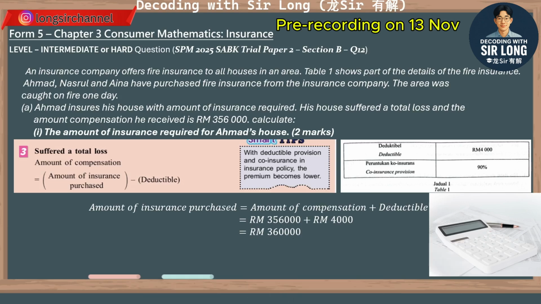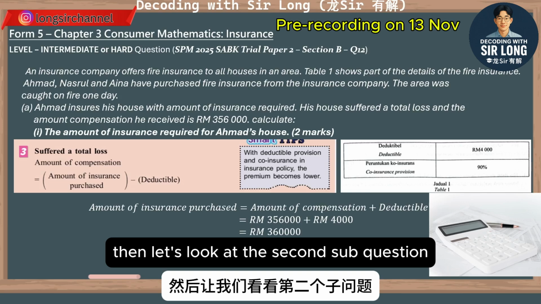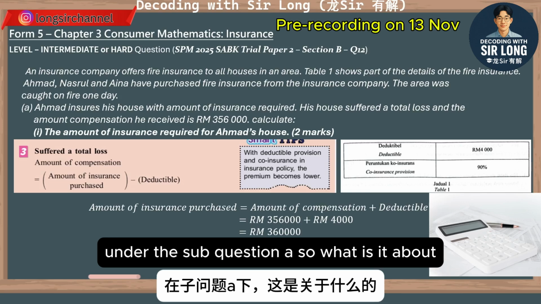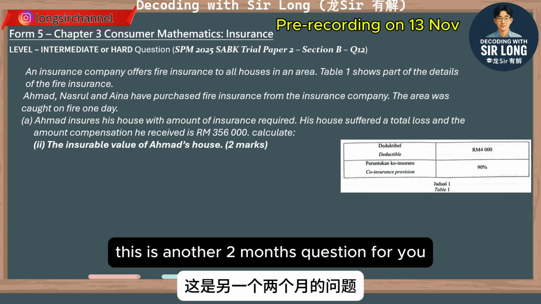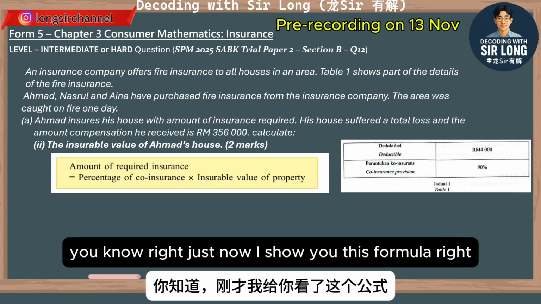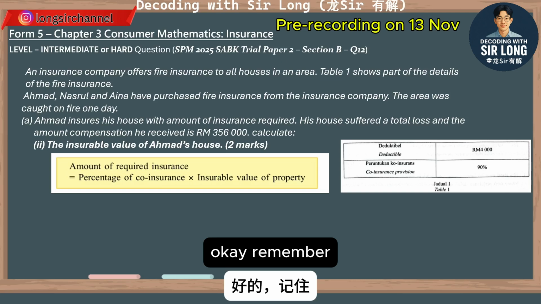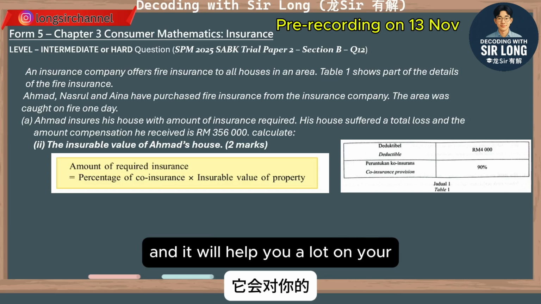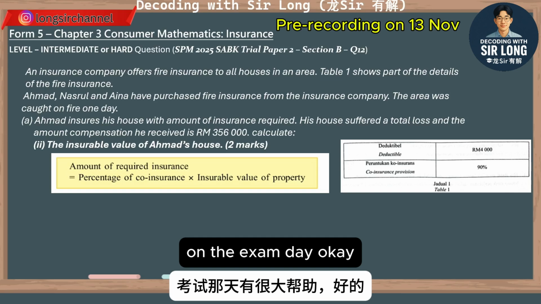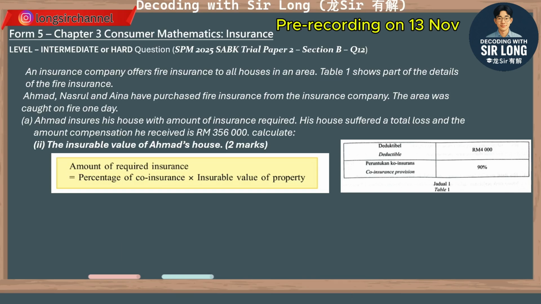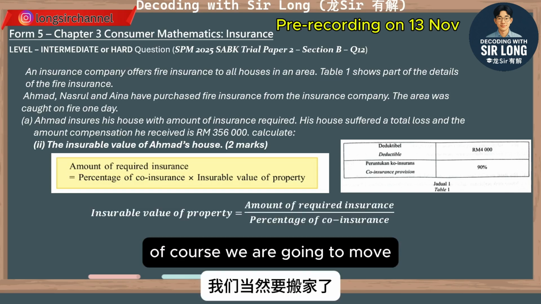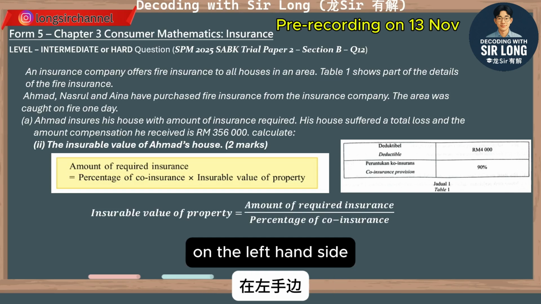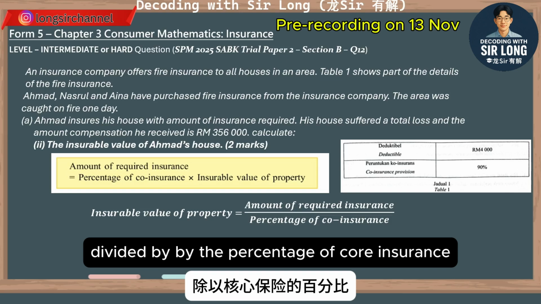Okay? Then let's look at the second sub-question under the sub-question A. So what is it about? Alright, the insurable value of Ahmad's house. Okay, this is another 2 marks question for you. You know, right, just now I showed you this formula, right? Okay, remember, please memorize this formula and it will help you a lot on the exam day. Okay, so let me rephrase the whole formula. Since we are going to find the insurable value of Ahmad's house, of course we are going to move the insurable value of the property to the left hand side, which is equal to amount of required insurance divided by the percentage of co-insurance.